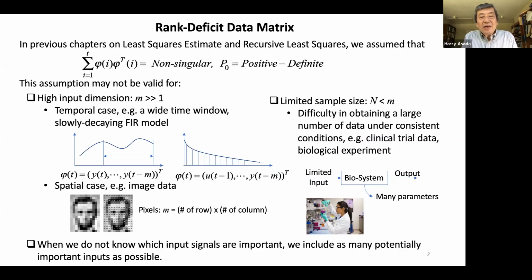One is actually a temporal case. So think about an FIR, finite impulse response model, but you have some slow decaying mode. As you can see here, this curve going down slowly, you have to have many samples over here. So u(t-1), u(t-2), many of them, actually have a long list in phi, right? And sorry, this is a typo. This must be u(t-M).